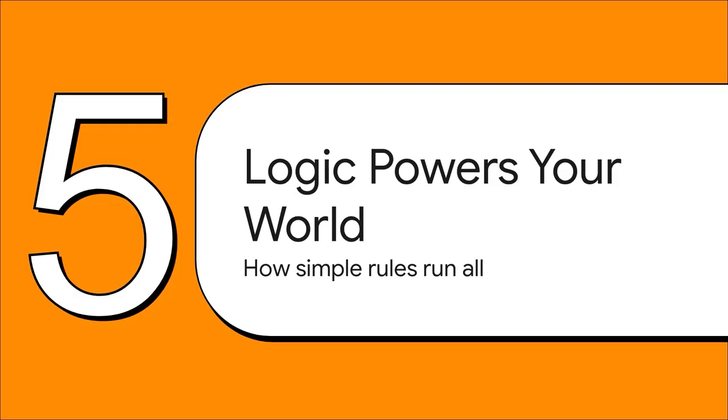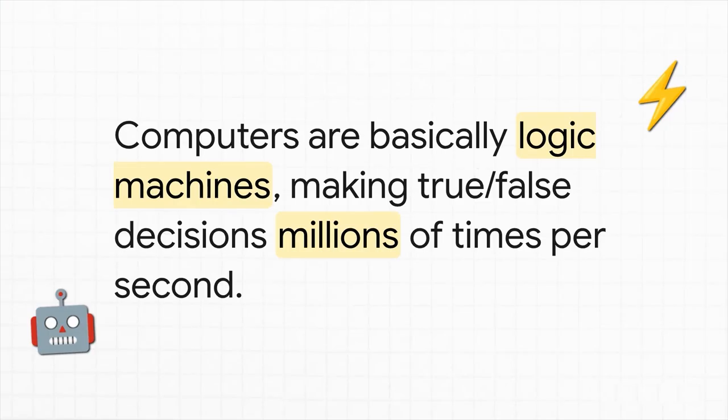Okay, last section. So we've gone deep into the theory, but let's bring this all back to the real world. How do these simple little rules actually run everything? Well, the big takeaway here is that at its core, a computer is just a really, really fast logic machine. That's all it is. Every single thing you do, every time you click the mouse, tap your phone screen, type a letter, your computer breaks that action down into millions of tiny, simple, true, false questions. And then it uses those logic gates to answer them at incredible speeds.